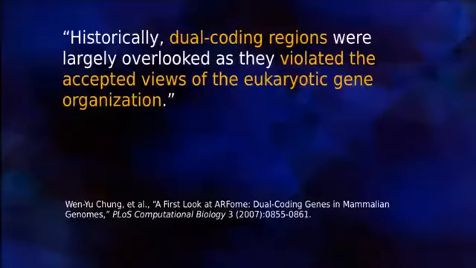And the researchers involved in this said, historically, dual coding regions were largely overlooked as they violated the accepted views of the eukaryotic gene organization. So eukaryotes are everything but bacteria, okay? Bacteria are prokaryotes. They actually had known about dual coding regions for a long time, but they thought, oh, well, it can't be coding for two different proteins that actually have function, because you shouldn't see that in eukaryotes. You shouldn't see that in humans. Yeah, well, you do, okay? And they are producing functional proteins that are doing something.